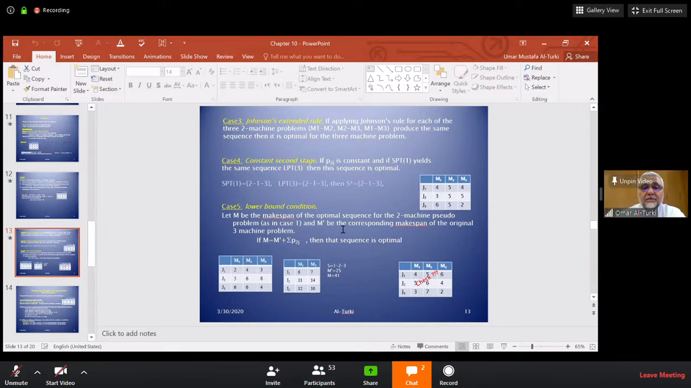Case 5. Let M, capital M, be the makespan of the optimal sequence for the two machine Johnson problem, which we did in case 1.